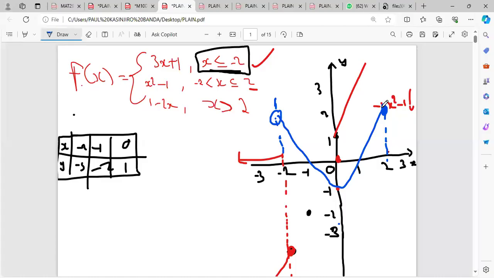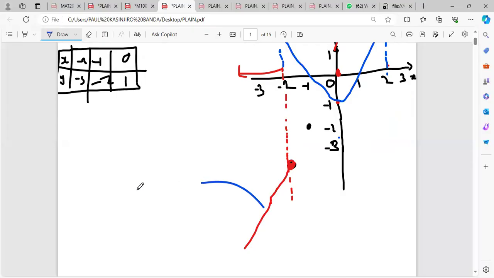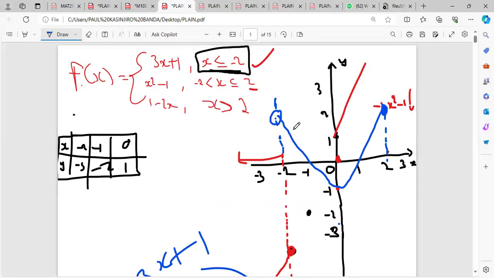All right, thank you. All right, okay. So we've drawn the first part of the graph, which was just 3x plus 1. And then we have also drawn the second part, which was what? x squared minus 1. And now we have to draw the third part. I don't even know, is it going to fit there?